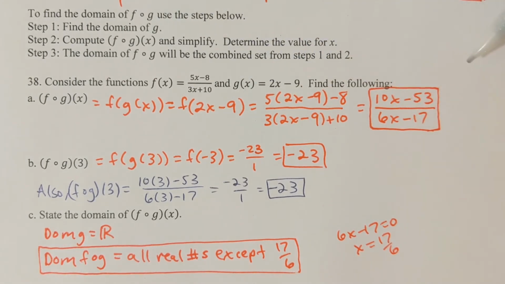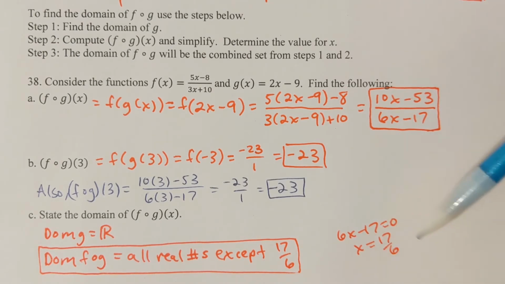That's what we have circled here. Determine the values of x. Well, I know I can't divide by 0, so let me just do a side calculation here. I'm going to set the denominator equal to 0 and solve. And I get x equals 17.6.